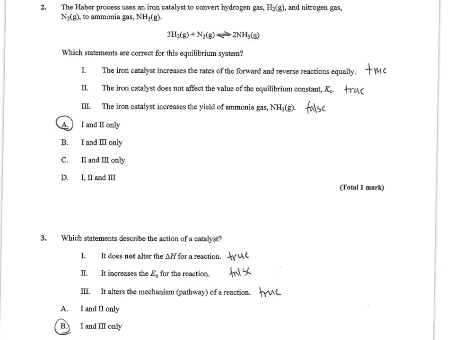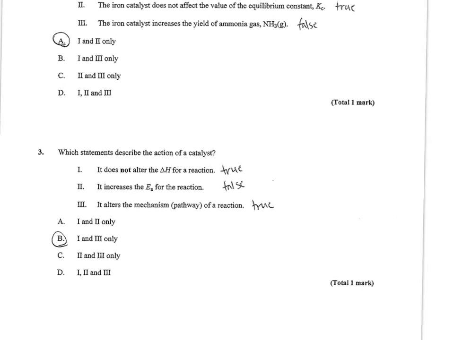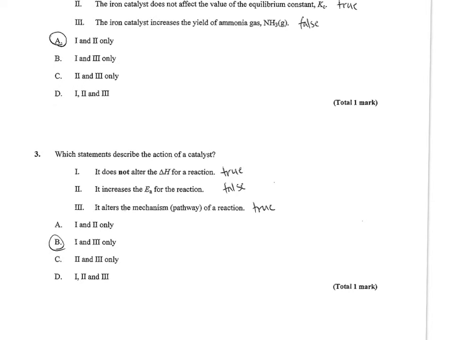Number 3, which statement describes the action of a catalyst? Again, very similar to the question we just had, a catalyst lowers activation energy for both the forward and reverse reaction. So 1, it does not alter delta H, that's true. 2, it increases activation energy. That's false. It actually decreases activation energy.